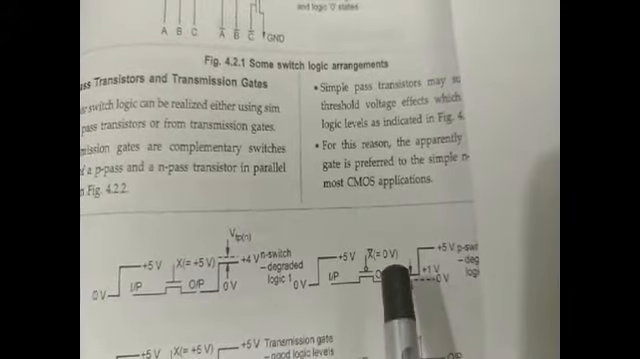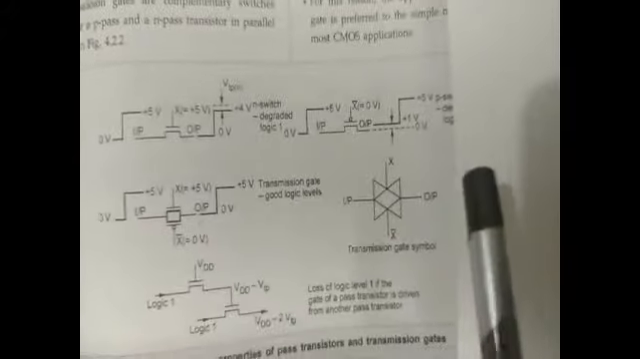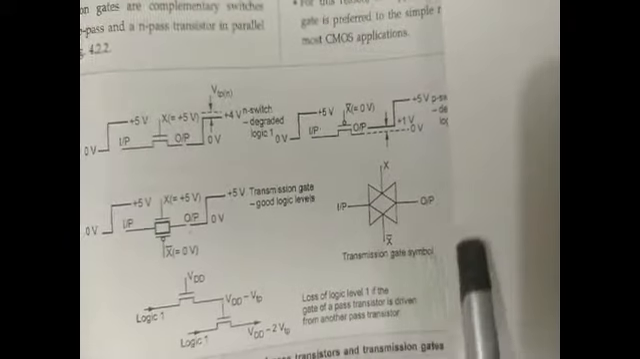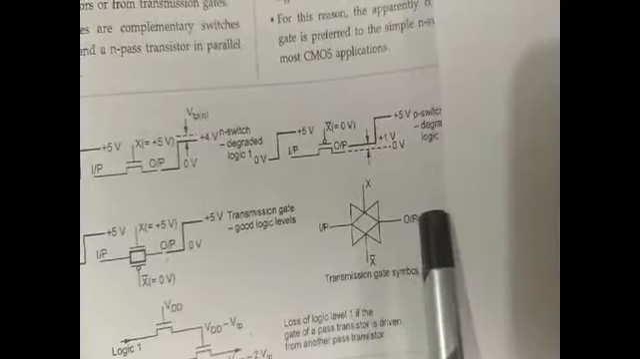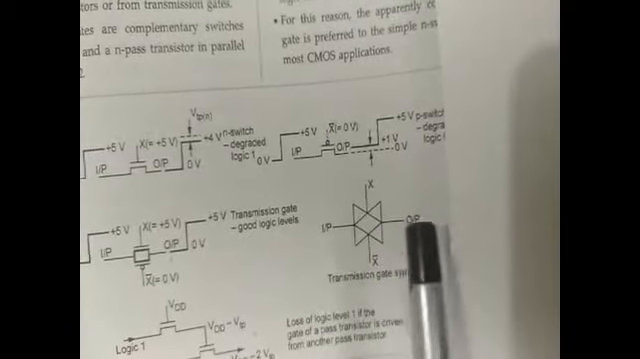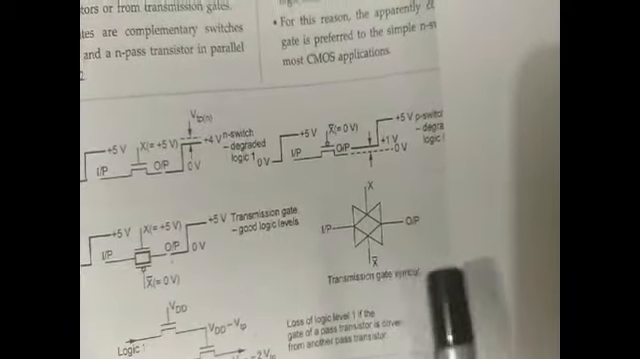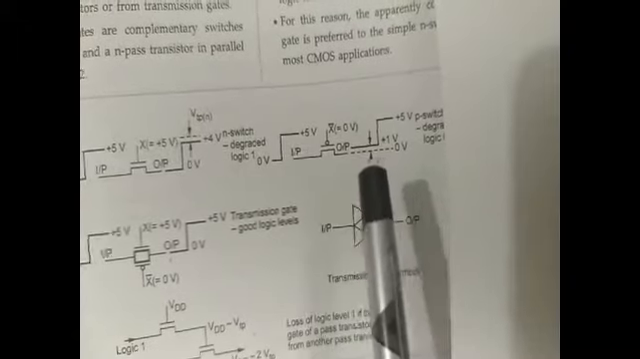To overcome this threshold voltage drop of the NFET as well as the PFET, we come across the transmission gate. This is the transmission gate symbol. Whatever the input is, the same will be the output without any threshold voltage drop, depending upon your X bar and X.